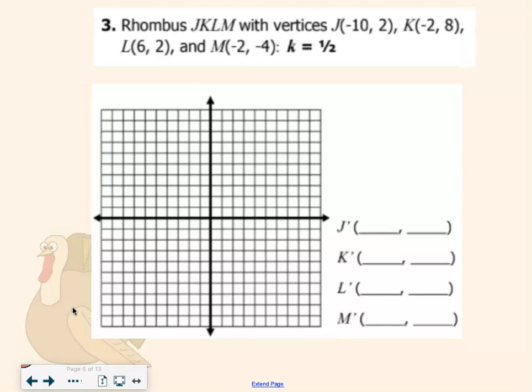Rhombus JKLN. Does anyone know what a rhombus is? Yes. What makes a rhombus a rhombus? I don't know. Does anyone know? We'll learn about it in January. 4 sides. Yeah. What about those sides? They're parallel. A parallelogram, yeah. All your sides are equal. It's like a square that's squished a little bit to its side. I was trying to say the diagonal lines were parallel. The diagonal lines are perpendicular. No, they're parallel. We'll learn. You'll know all the fun things about a rhombus later on.